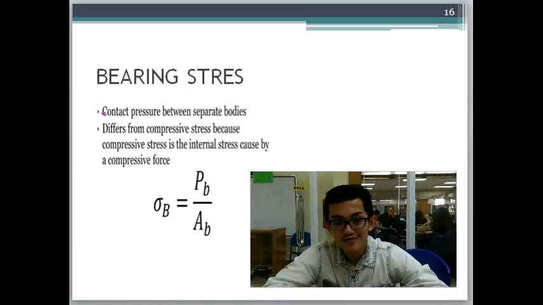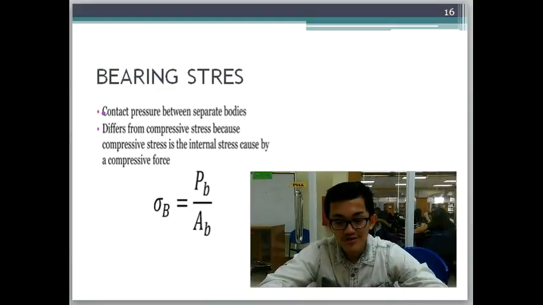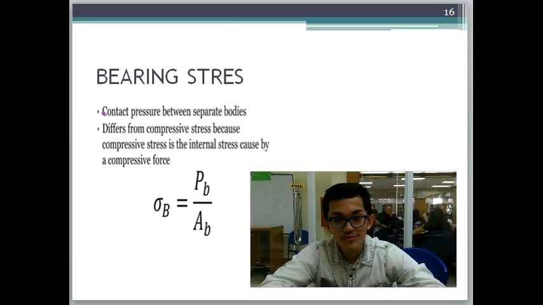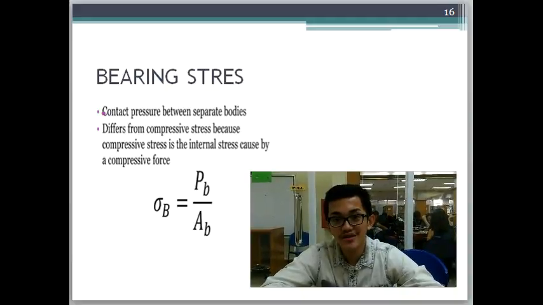Another type of simple stress is bearing stress, in which it is a contact pressure between two separate bodies. It differs from compressive stress because compressive stress is the internal stress caused by a compressive force. It is denoted by sigma sub b, which is equal to the compressive force denoted by P sub b over the characteristic area perpendicular to it denoted by A sub b.